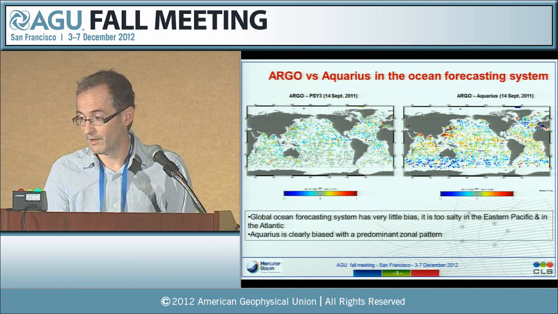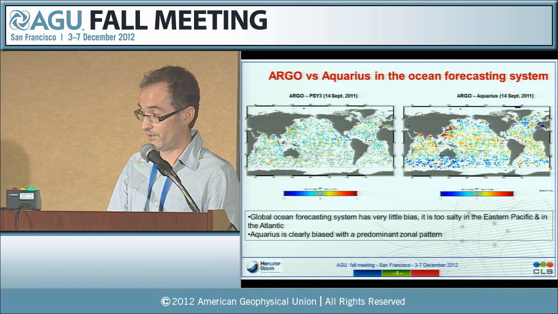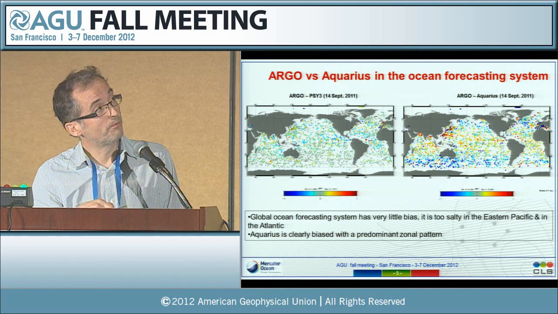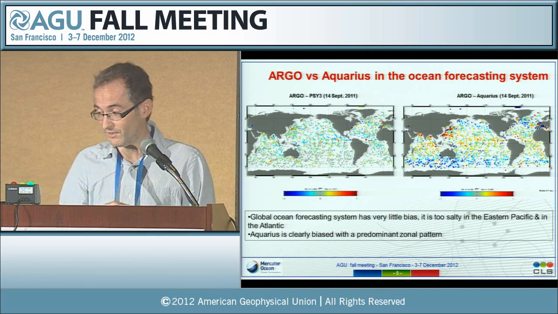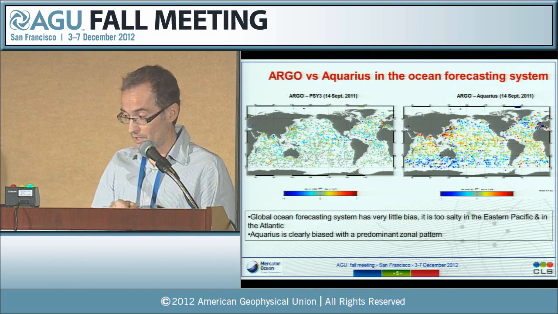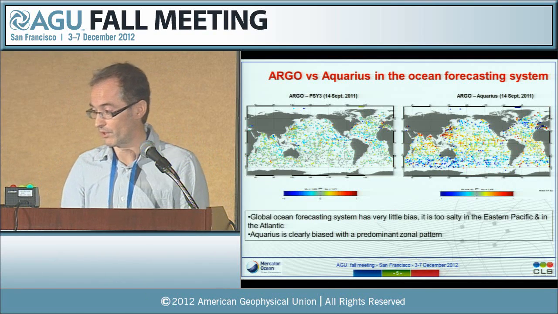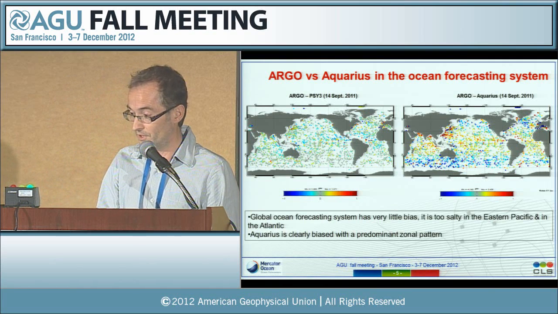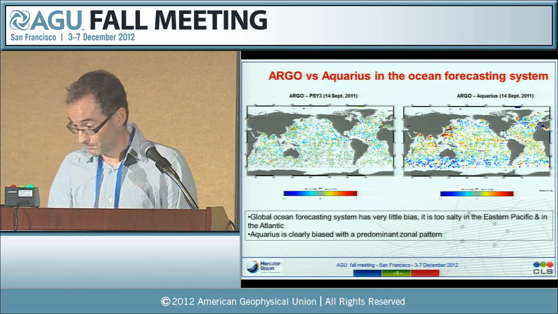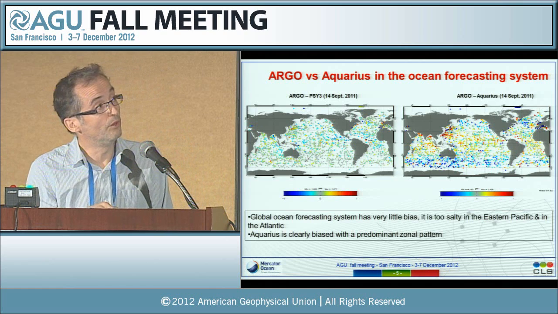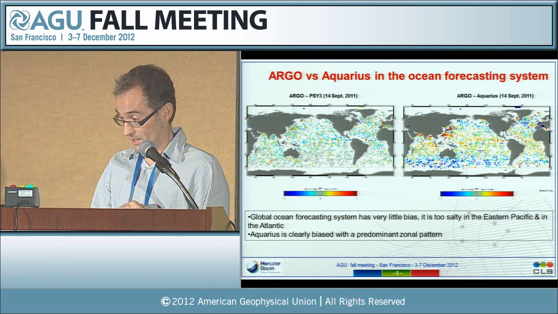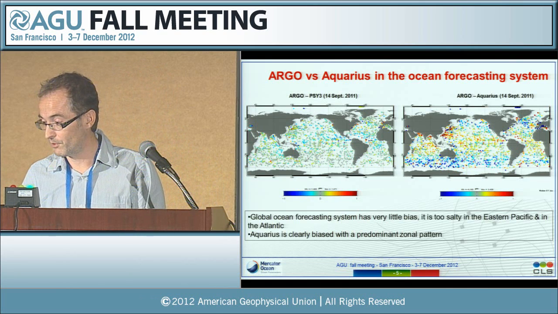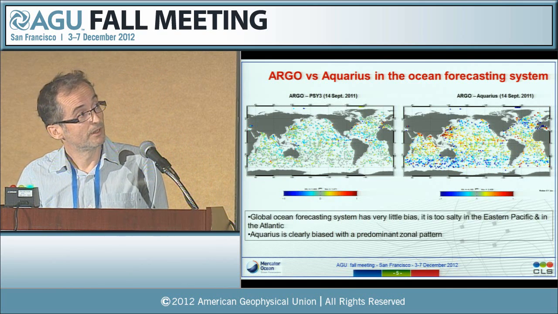When we compare Argo and Aquarius in our ocean forecasting system, we see that comparing Argo and our system globally, the bias is very low. It's slightly too salty in the Eastern Pacific and in the Atlantic. But if you look at the difference with Aquarius, you see that it's clearly biased with a predominant zonal pattern.